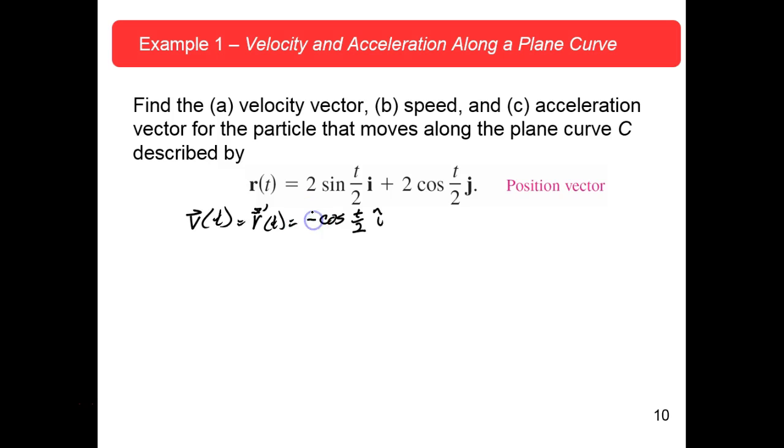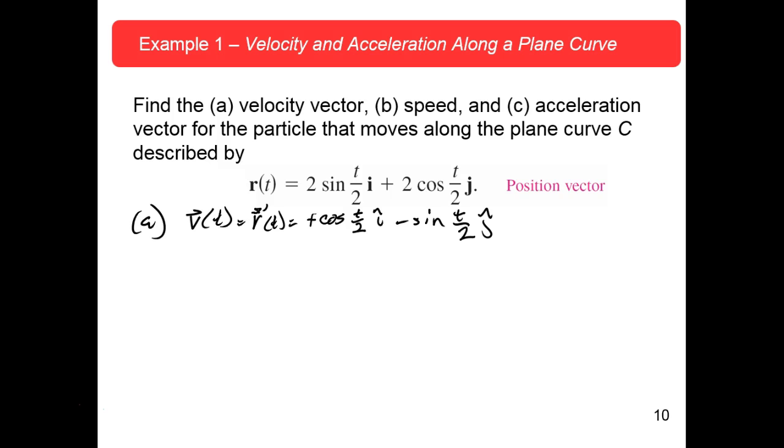Okay. This is a minus. Derivative. No, it's not. Sorry, I was integrating. Okay. How about the next one? Negative sine of t over 2 j. So that sure enough is your velocity vector. That's the A part.